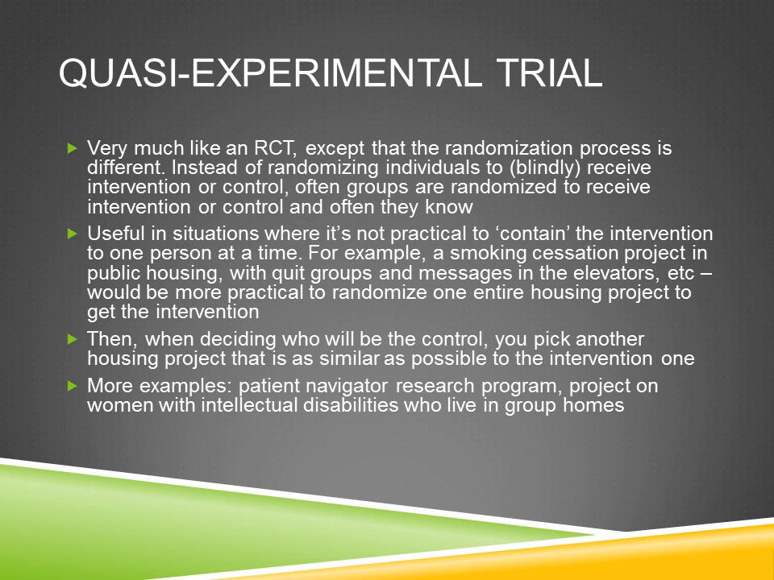So then when you're deciding who's going to be the control, you have to pick another sort of entity, another housing project that's as similar as possible to the first one. I'm doing a project on women with intellectual disabilities who live in group homes. We actually randomized one whole state to get the intervention and another whole state to get the control, because there's so much overlap between social service workers that go in and out of group homes that we didn't think it made sense any other way. We could talk more about this in class, but basically it's a way to do an RCT without individual randomization.